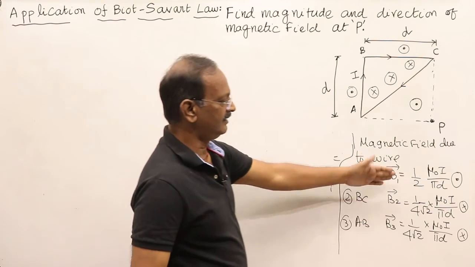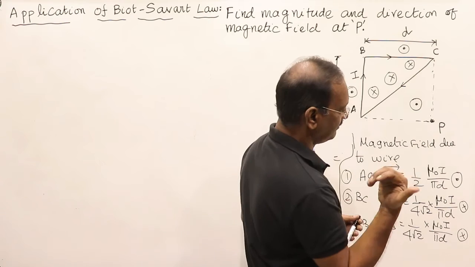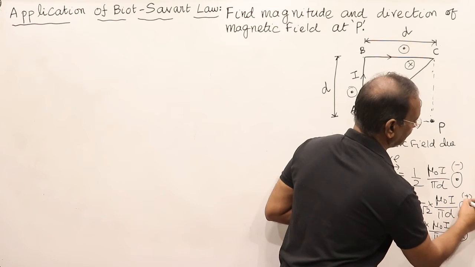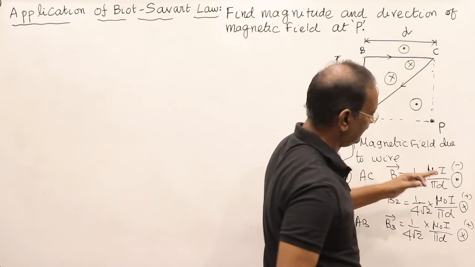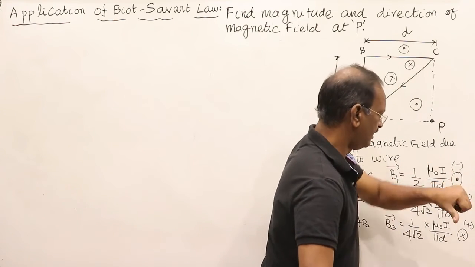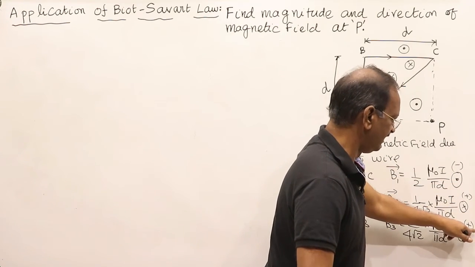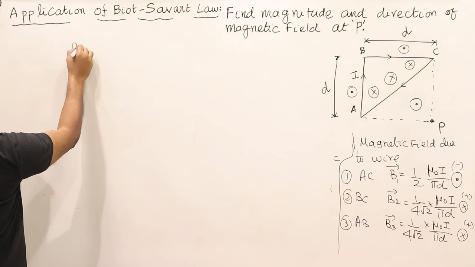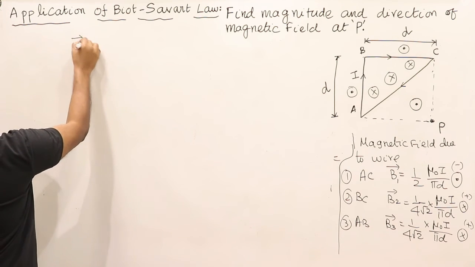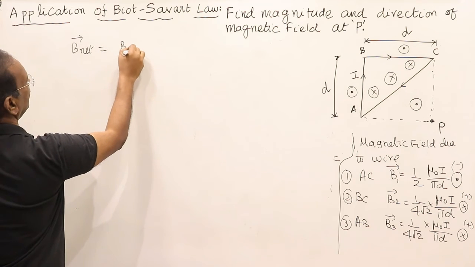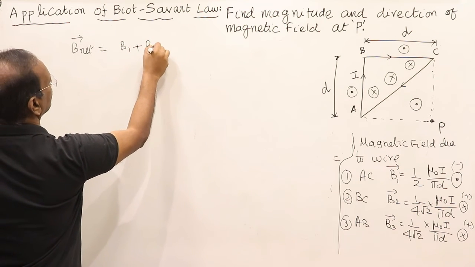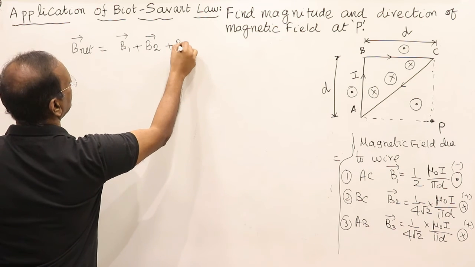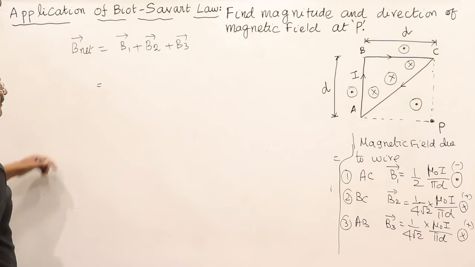If we take outward as minus and inward as plus, then if the answer is coming in minus, it means outward. If the answer is coming in plus, it means inward. So B net is equal to B1 plus B2 plus B3.